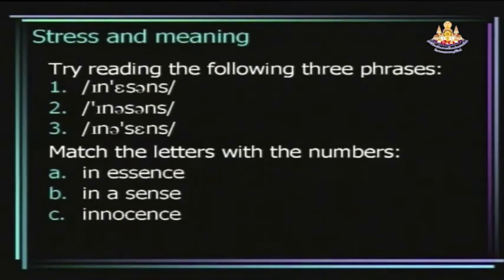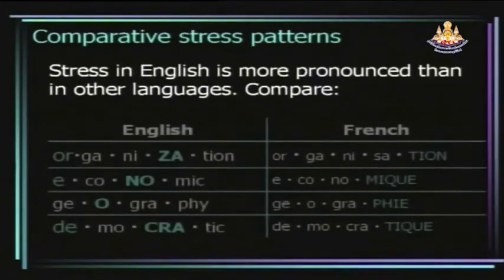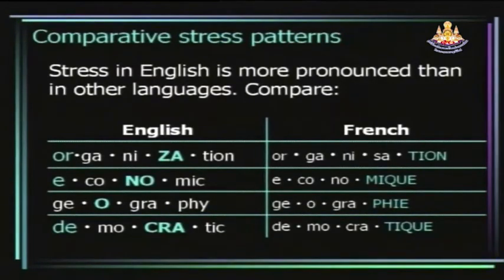Stress in English is actually stronger than stress in many other languages. So if we compare English, for example, with French, look at the difference in the stress. In English we say organization, organization. The zay, the stressed syllable, is very loud, long, and high.